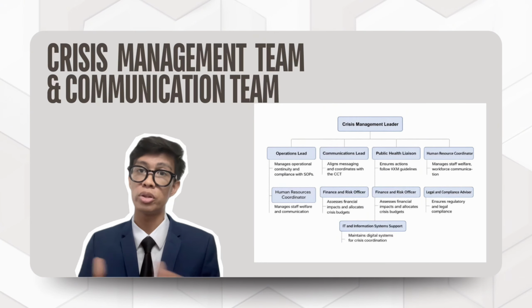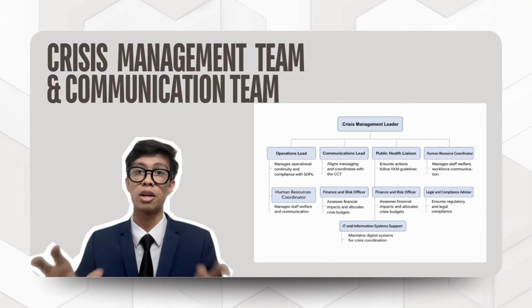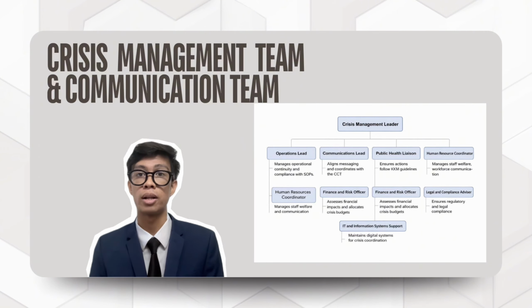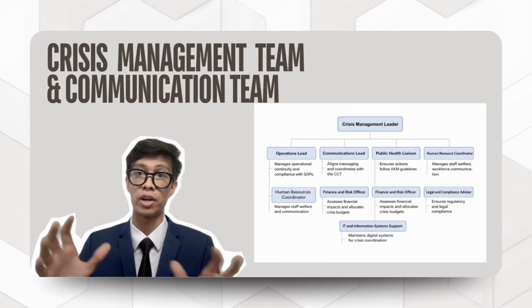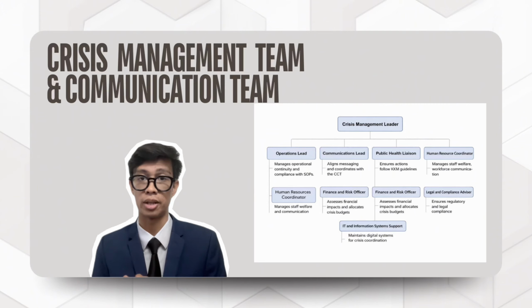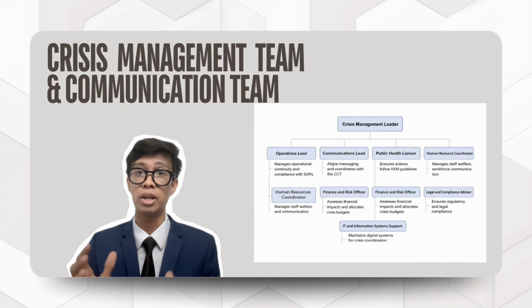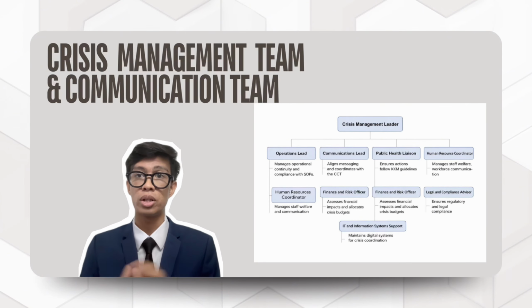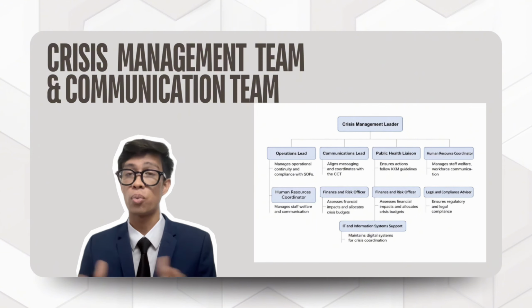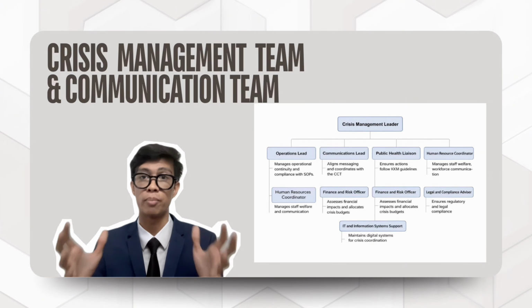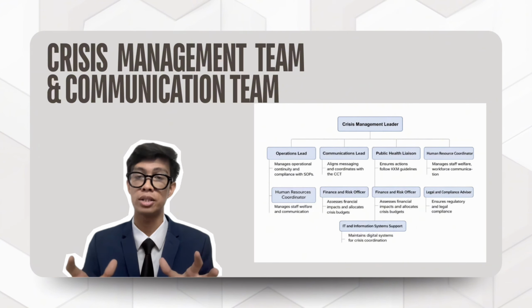In addition, the Human Resources Coordinator manages staff welfare and internal communication, while the Finance and Risk Officer oversees financial impacts and crisis budgeting. To support governance and operational stability, the team also includes a legal and compliance advisor as well as IT information system support, which maintains the digital platform needed for crisis coordination.